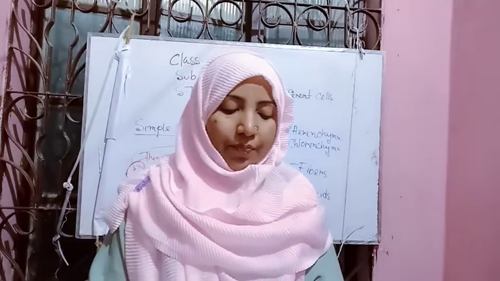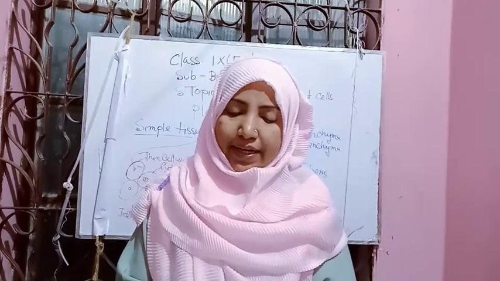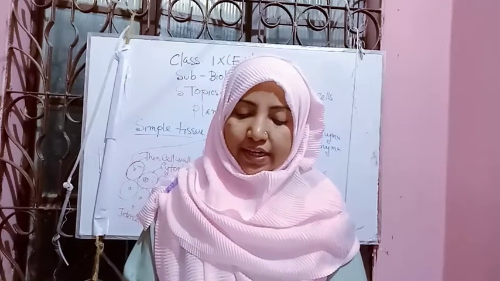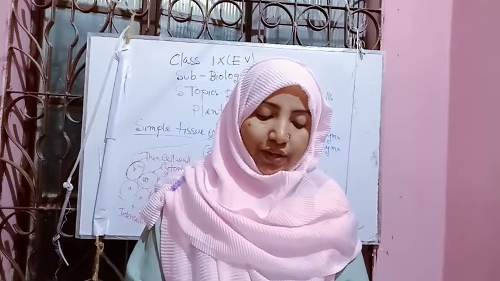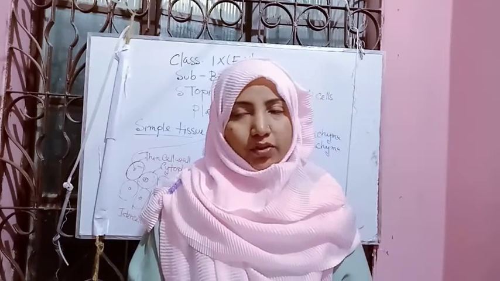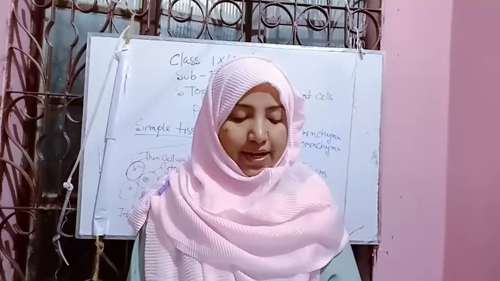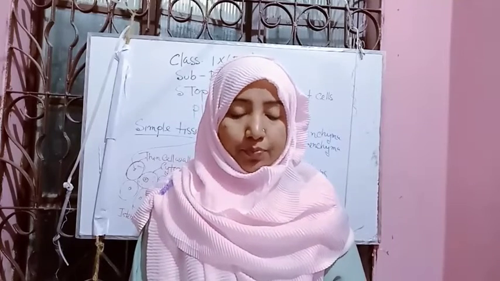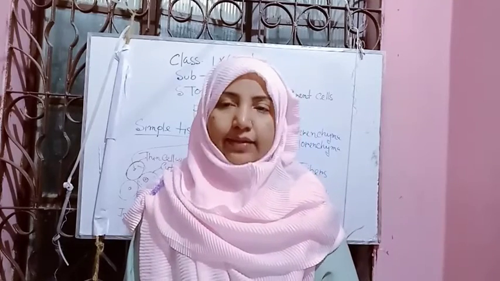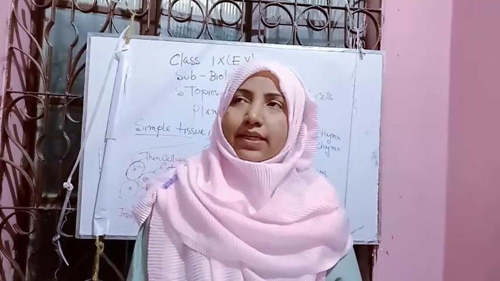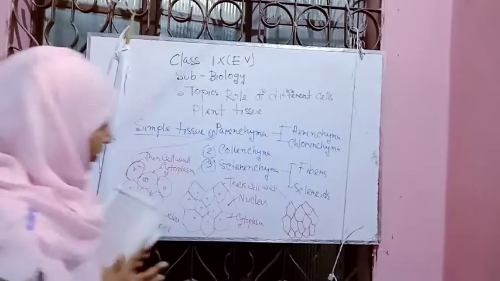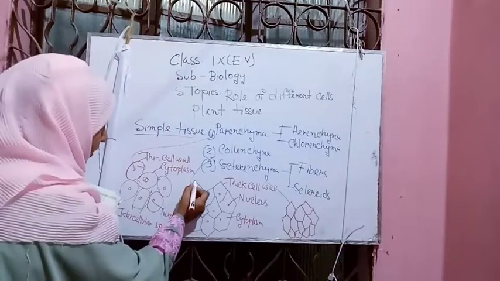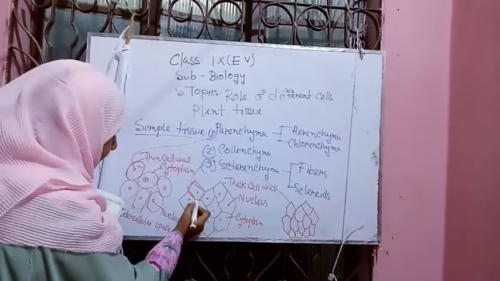Now, the main functions of parenchyma cells are to organize the body parts of plants, to produce, transport and store food. So the main function of parenchyma, I repeat, is to produce, transport and store food. The second structure is the collenchyma. Collenchyma has a thick shape or thick cell wall.